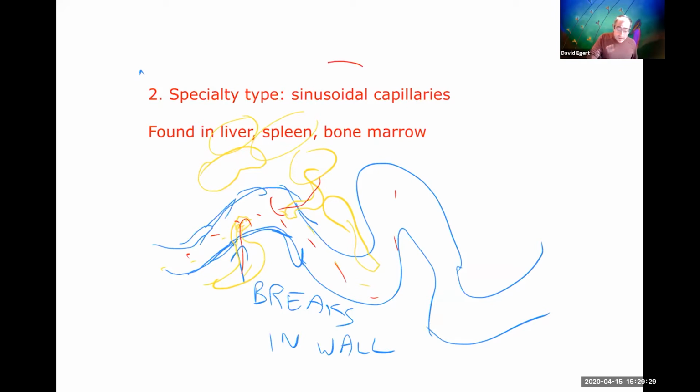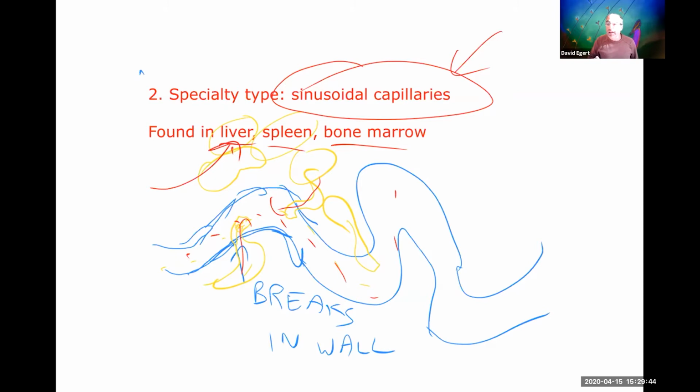So again, the only places I know that these are important are the liver, the spleen, and the bone marrow. We'll talk more about the liver when we do the digestive system, and we'll talk more about the spleen today.